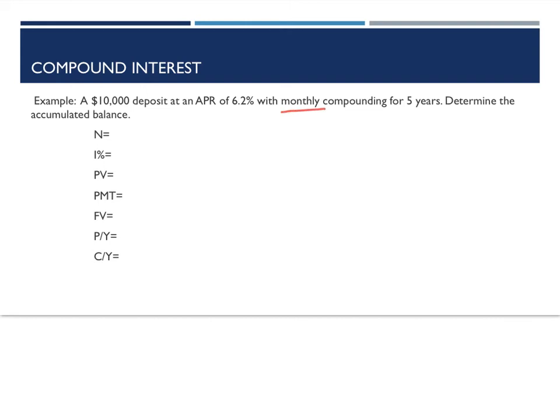Monthly, 12 times a year. $10,000 deposited, 6.2 monthly compounding for 5 years. No payments made. Solve for future value.